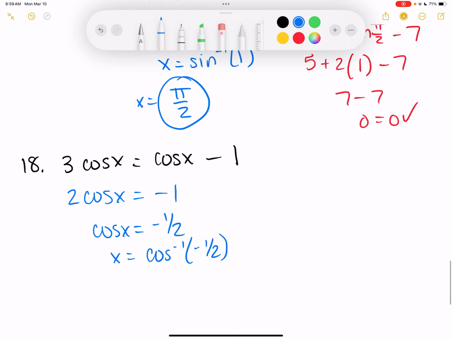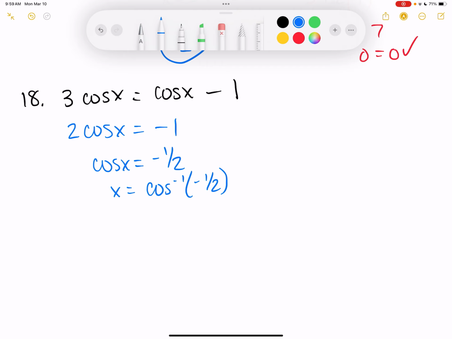So where's cosine negative 1/2? Second quadrant. Cosine would be x, so it would be negative square root of 3 over 2. These are angle values. Okay, so 135 degrees? No, it's the right degree value, it's 5 pi over 6.